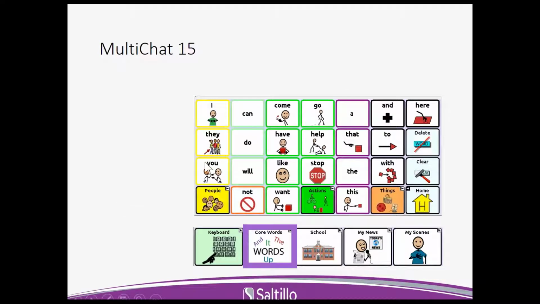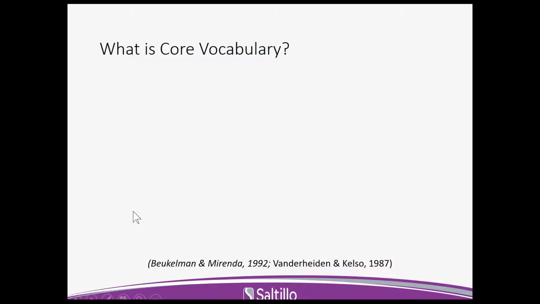The core words page gives an introduction into core vocabulary. It does have more than 15 buttons per page to have access to some more core vocabulary and start to introduce that into the day. So what is core vocabulary? Core vocabulary are messages and words that are frequently used by many individuals across many contexts. This vocabulary typically consists of functor words such as is, was, he, she, common nouns, etc., pronouns, and verbs.